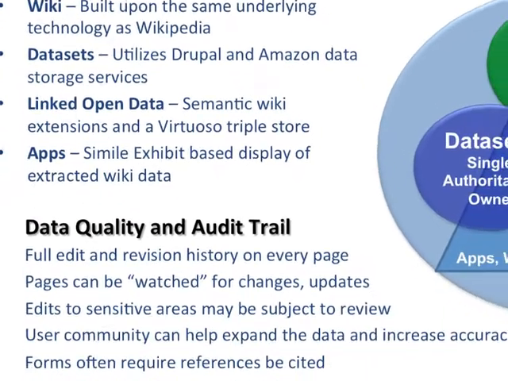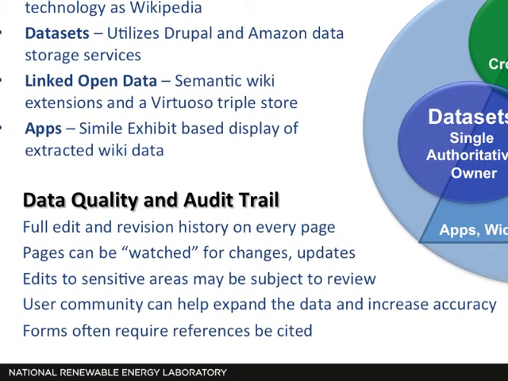A quick side note: I've noticed some people are apprehensive when it comes to storing information in a wiki, so I'd like to take a moment to explain some of the data quality and audit trail provisions that come with OpenEI. Every page has a full edit and revision history. Every change made to a page shows up in this history with the name of the user who made the change, a diff or description of the content that changed, and an option to undo that change. Any change can be undone.